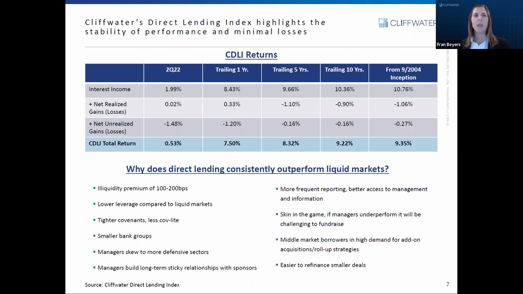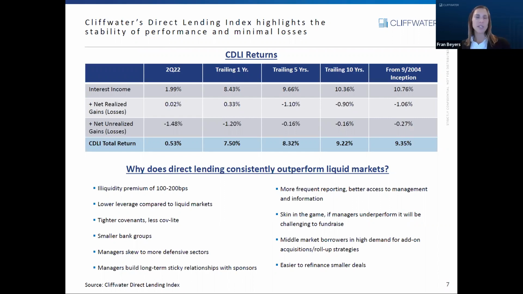It's much lower. I outlined for you on the bottom of the slide why direct lending tends to outperform liquid markets and what are the factors that are setting it apart from the high yield bond and the BSL loan market. First, we talked about the illiquidity premium of 100 to 200 basis points, given that these loans are buy and hold, you can't trade out of them. But direct lending loans also tend to have lower leverage levels and tighter covenants, which results in less losses. They have smaller bank groups. This is a huge plus because it means that it's easier to handle amendments, you can move faster, and you're getting better communication with the sponsors and the management teams.